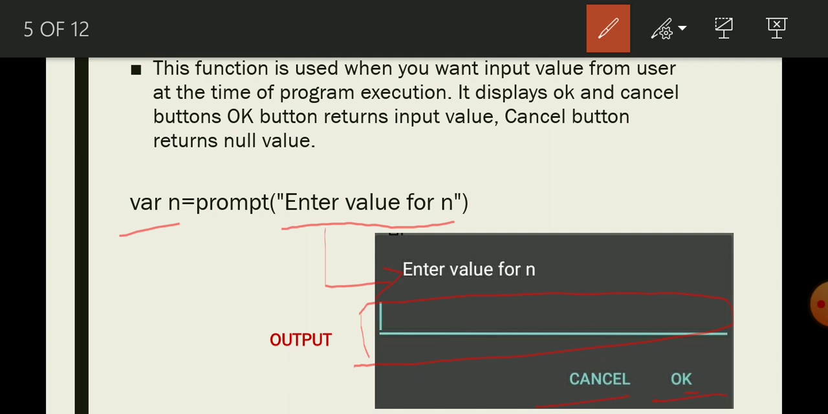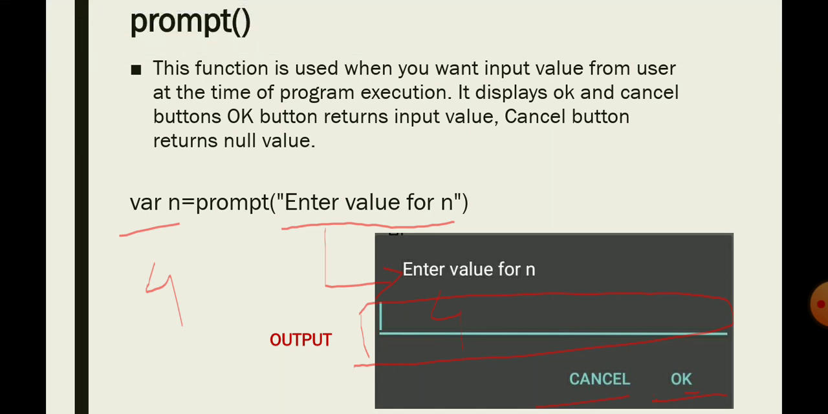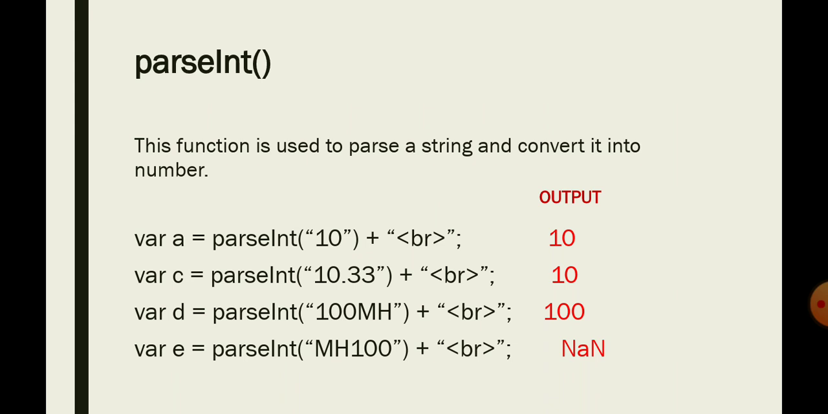And if the user presses the cancel button, then a null value is stored in the n variable. For example, if here I write 4 and press OK, then 4 is stored in the n variable, otherwise a null value is stored in the n variable. Next is the parseInt function, which converts a value into a number or integer.